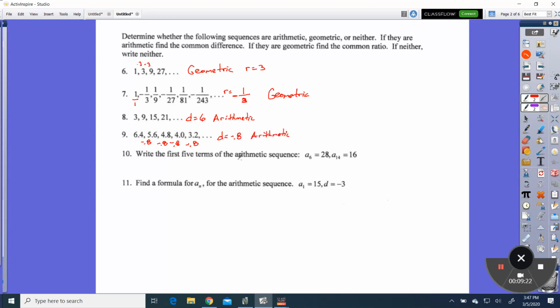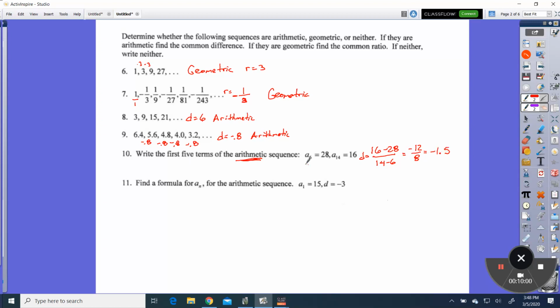Now the next one, number 10, says it's arithmetic, which means I add or subtract by the same amount each time. So it tells me A6 is 28, A14 is 16. So I'm going to find the difference by going 16 minus 28. So that tells me I went down by 12. From 28 to get to 16, I went down by 12. How many terms was it? Well, so from 6 to 14, 14 minus 6 is 8. If I reduce that, it's negative 1.5. So that tells me I'm going down each term by 1.5.